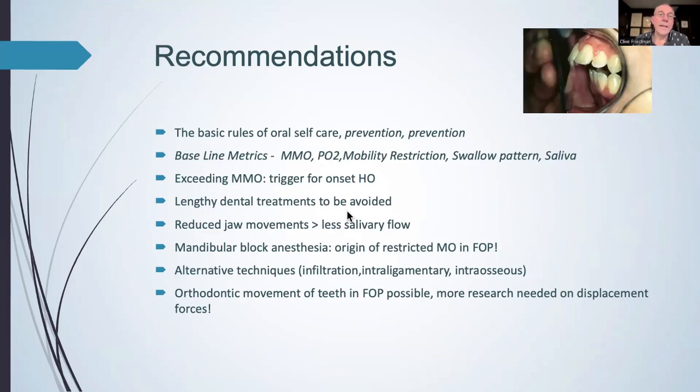So basic recommendations are prevention, or what I call risk management, managing the risk of getting a problem. Truthfully, it's impossible for us to prevent oral disease. We can only manage the risk of it becoming so. We want to get baseline metrics like maximum mouth opening, pulse oximetry, and mobility restrictions. We want to prevent exceeding maximum mouth opening if we are doing any kind of treatment at any point in time, from a safety perspective.